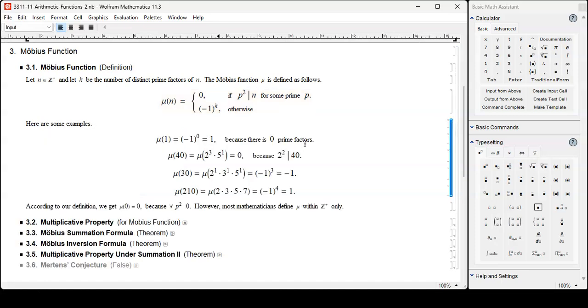Here's some examples. Mu of 1 is -1 to the 0 power, so it's 1 because there is no prime factor, 0 prime factors. Otherwise, there are prime factors, so we'll have a prime factorization. And when there's a prime factor with power greater than 1, in other words, 2 or higher, then the first line applies. So mu of n is 0. Now, if there's no such prime factor, in other words, all the prime factors have power 1, then -1 to the k power, so we have either -1 or +1, depending upon whether k is odd or even.